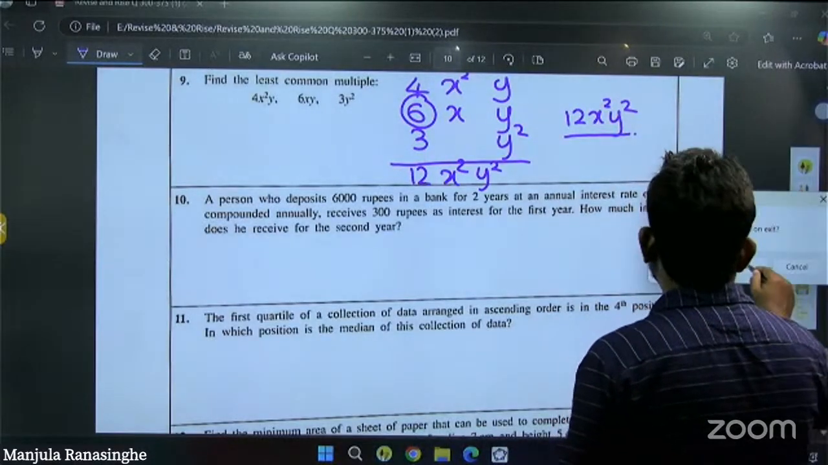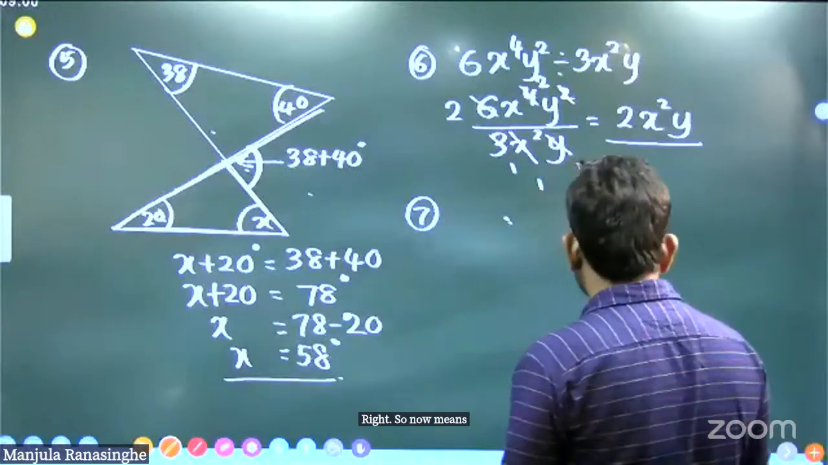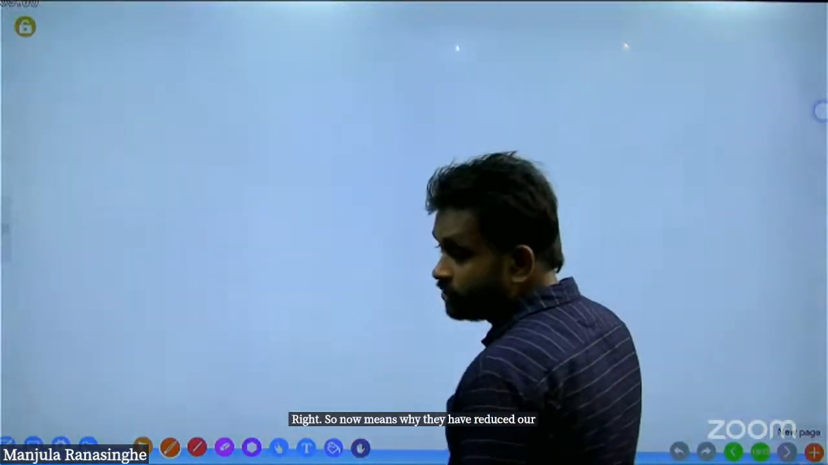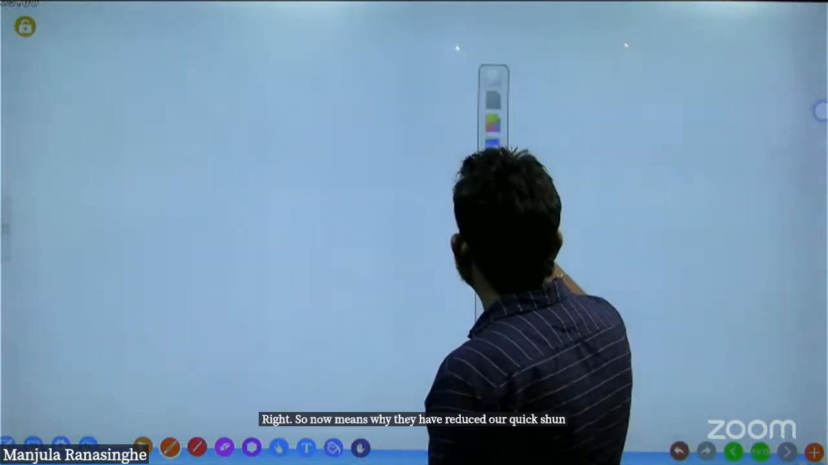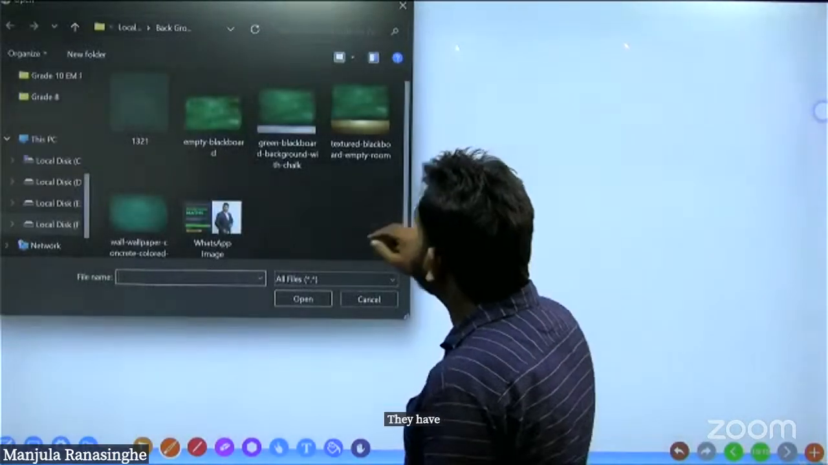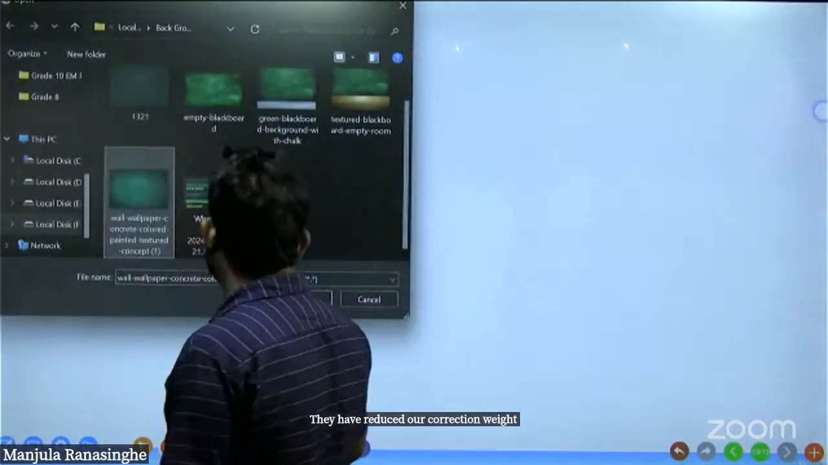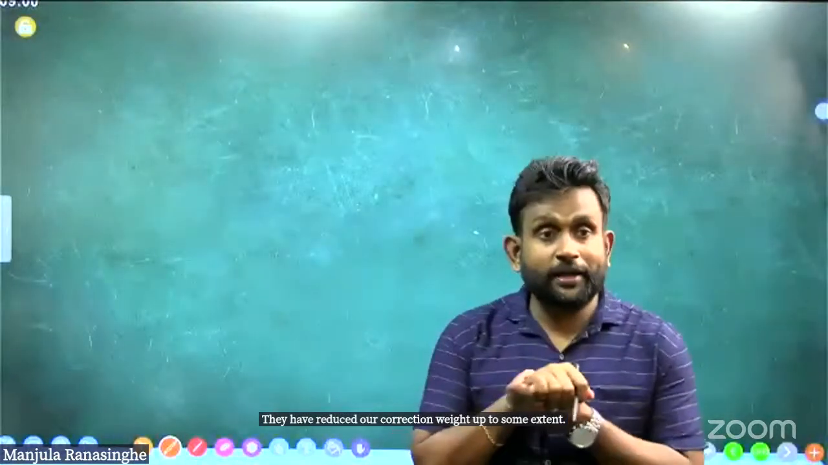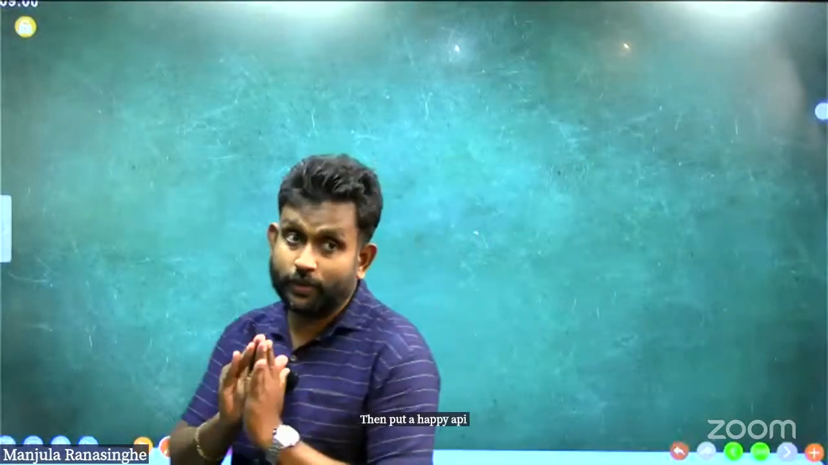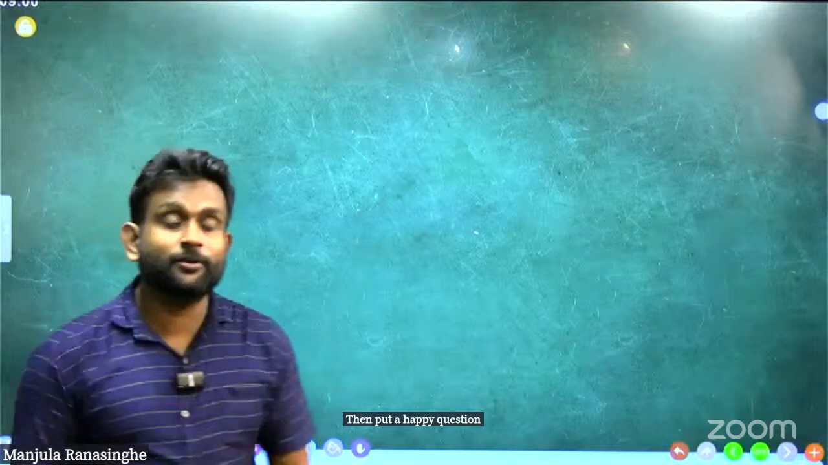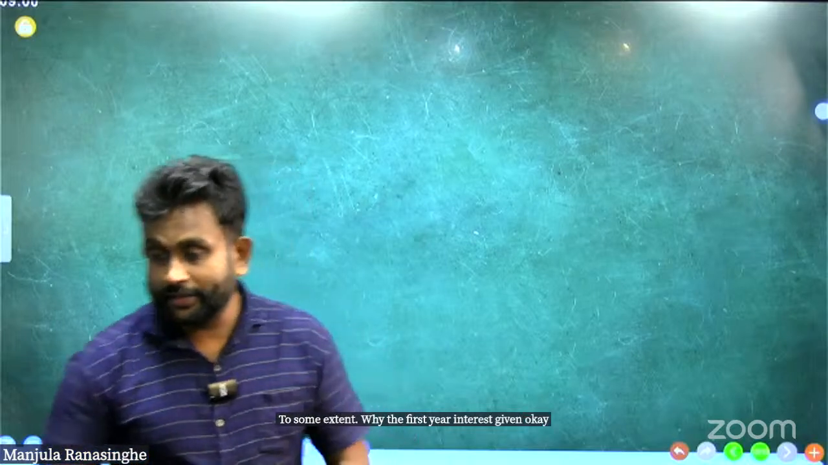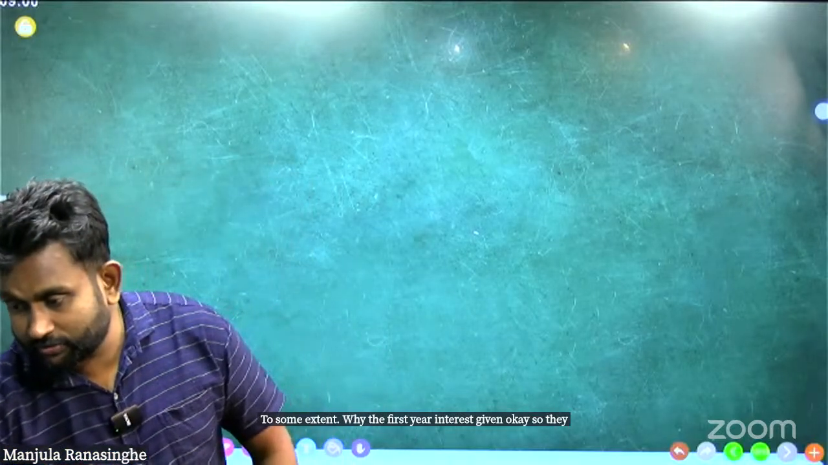So now, why have they reduced our question weight? They have reduced our question weight up to some extent. Why is the first year interest given? Okay, so they have given the interest.